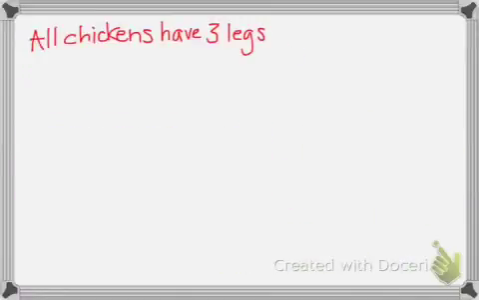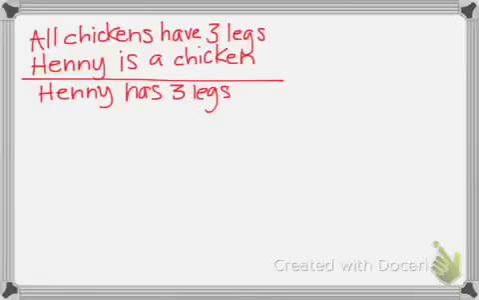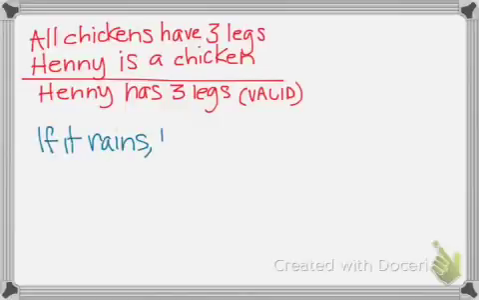Let's do another one. It says all chickens have 3 legs. Your first statement can be false, because we know that's not true. All chickens don't have 3 legs, but we're going to assume that it's true for our case. Henny is a chicken, therefore Henny has 3 legs. In reality this is not true, but according to our syllogism it is valid, because if it's a chicken, it has 3 legs.